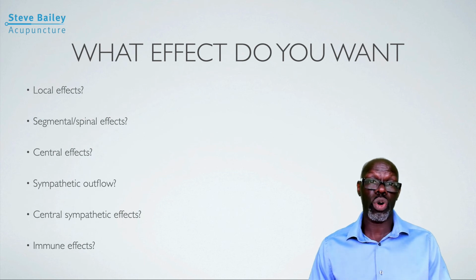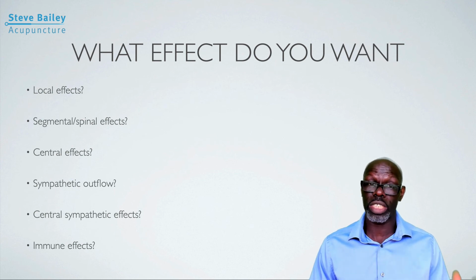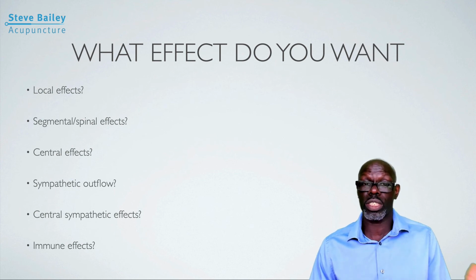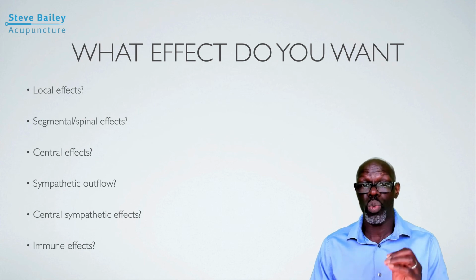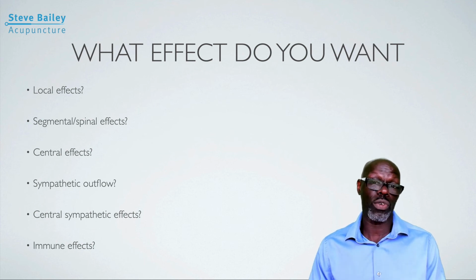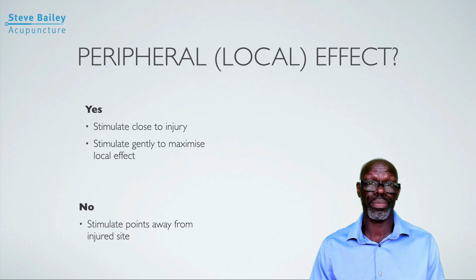So before you actually start any treatment, one of the key things you need to ask yourself is, are you wanting a local effect, a segmental effect, or spinal, central, sympathetic outflow, parasympathetic outflow, or do you actually want an immune response? And that's all going to determine where you're going to choose your points and how you're actually going to stimulate those particular points.